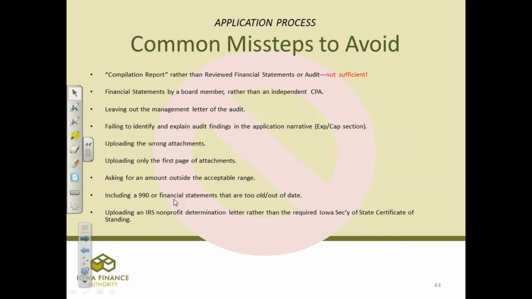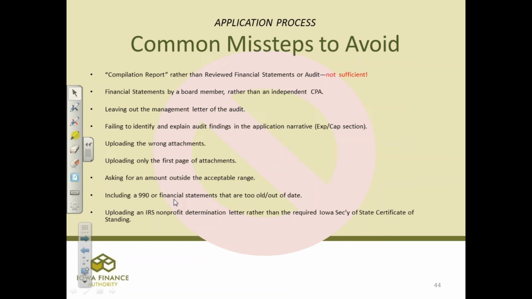Uploading the wrong attachments, that happens as well. So once you've attached something and uploaded something, you should always be able to go in there and check what you actually uploaded and make sure it's what you intended to upload. Make sure it opens. Make sure it's not just missing pages or upside down or unreadable, or any number of concerns. So make sure that those attachments in the exhibit section are really coming through the way they're supposed to. Another thing you don't want to do, ask for an amount outside the acceptable range. And again, that range is $30,000 to $150,000. So asking for something outside that range just makes it difficult to even really review because it just doesn't fit the guidelines of the application.